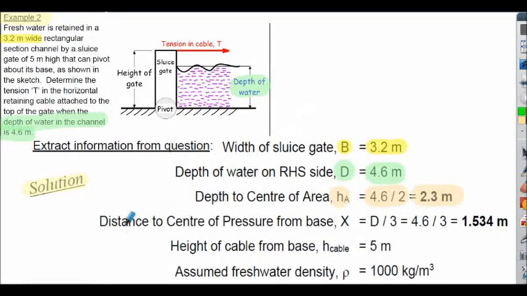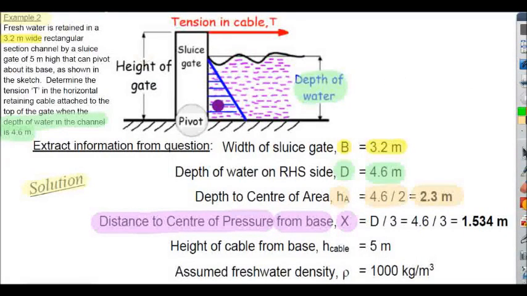And next we have to calculate the distance of the centre of pressure from the base. That's labelled symbol X in our previous diagrams. Just shown a slightly enlarged diagram here, which tries to illustrate the linear pressure distribution from the free surface to the base of the channel here. This essentially now forms a triangular pressure distribution, and we know the centroid of the triangle is a third of the height of the triangle from the base. In other words, it's a third of the depth of the water in this case, so D divided by 3, which is 1.534 metres. That's rounded to 4 significant figures here.